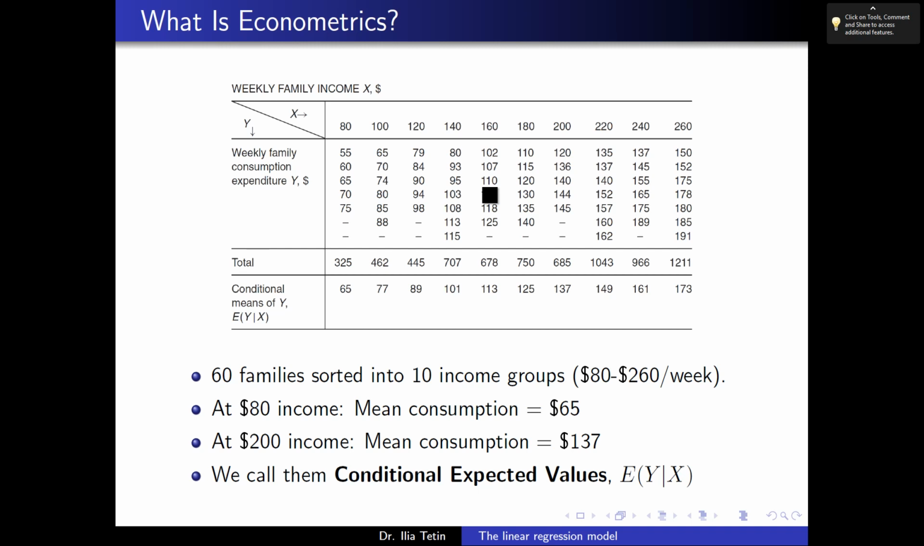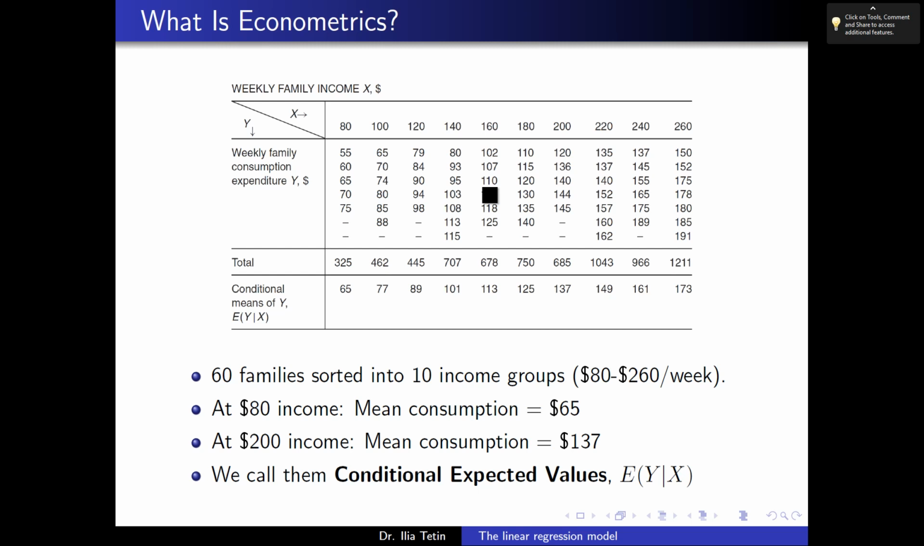And the table consists of 10 groups. So we divided all the families into 10 groups in consumption, starting from $80 to $260 per week. We also calculated totals, just the sum of those columns, and we calculated the mean. So dividing the sum of the first column, 325, we got 65, and did the same for all of the 10 columns, and got our conditional means.